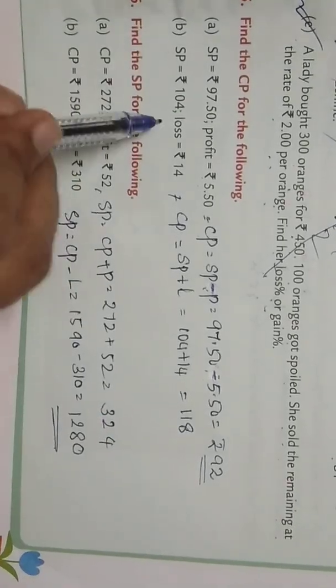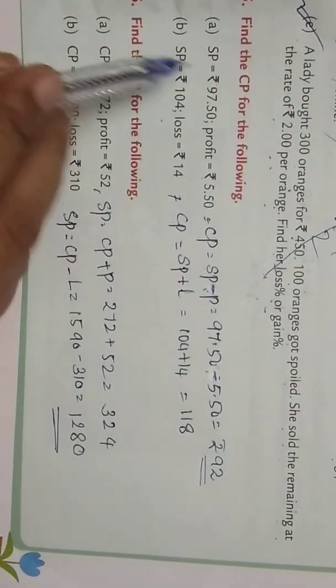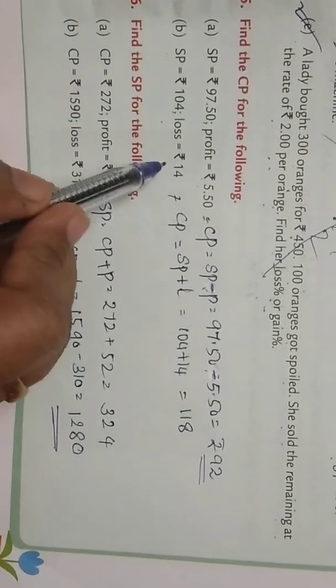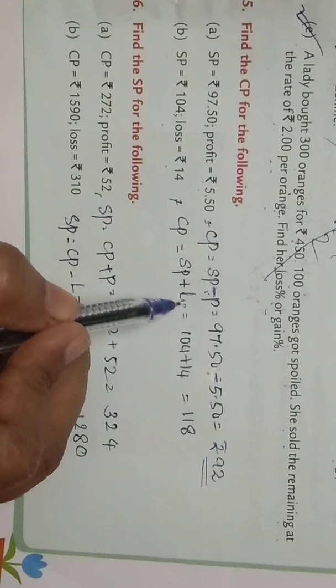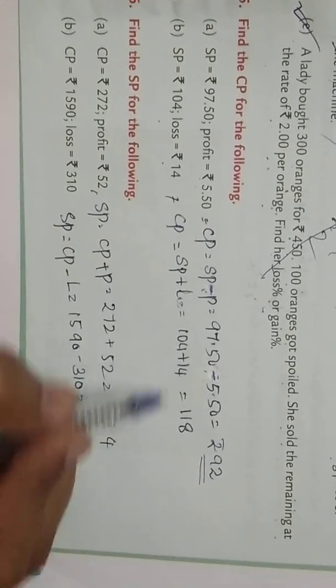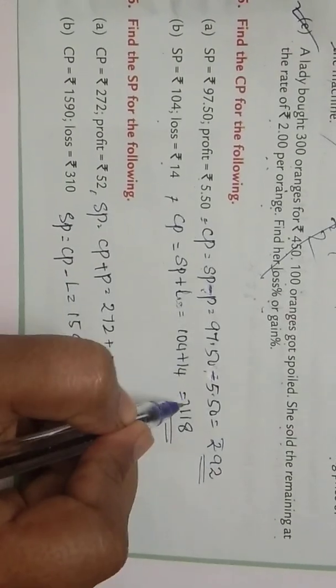Second one, SP and loss are given. We have to calculate CP. So SP is 104, loss is 14 rupees. CP equals SP plus loss. So 104 plus 14, you will get 118 rupees.